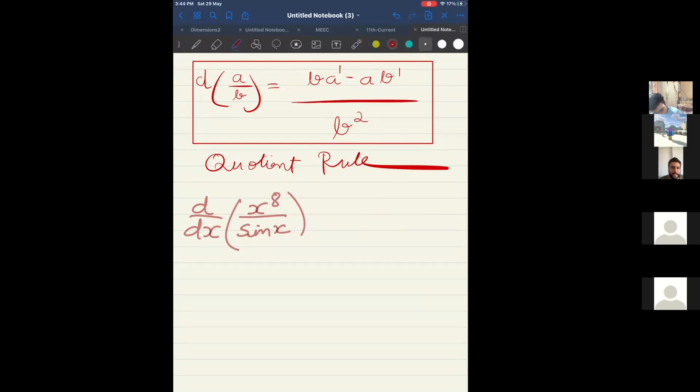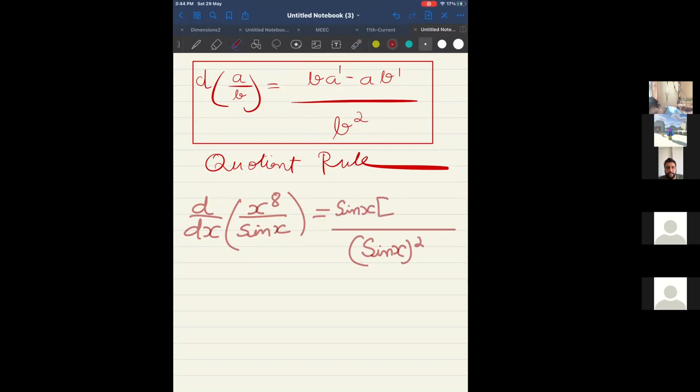Now we know that this is our quotient, or division, rule. I cannot use product, I cannot use addition. Therefore, by the rule, first I have to write denominator square. Without thinking anything, I will write denominator square. Then what comes next? This term: denominator into differentiation of numerator. So denominator is sine x, into differentiation of numerator.